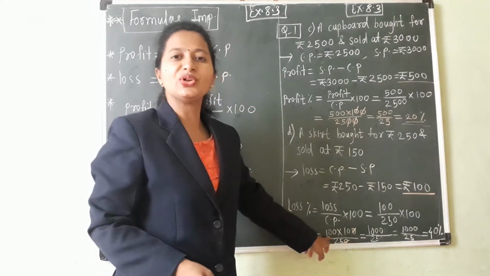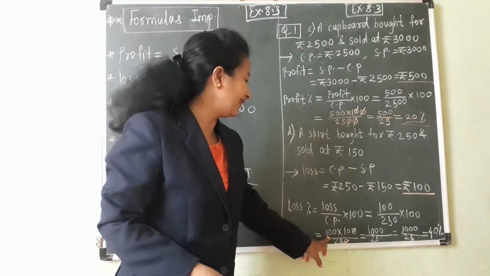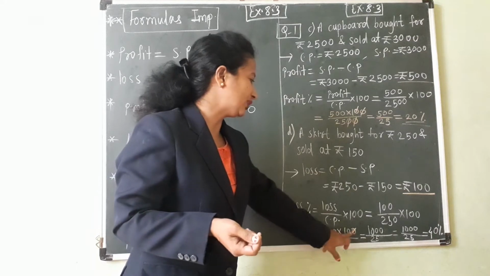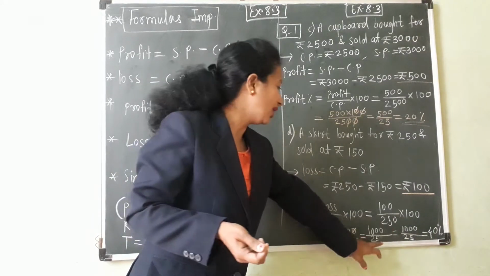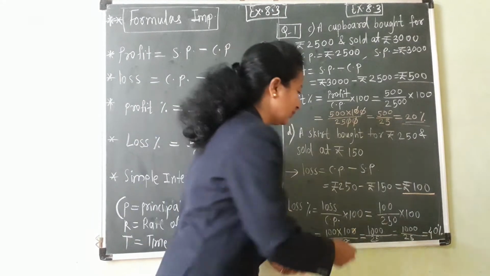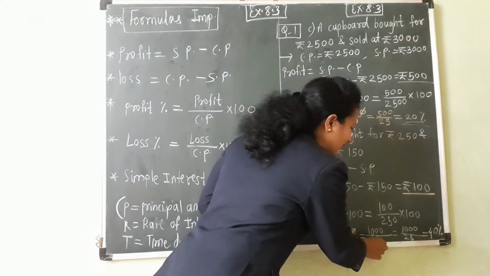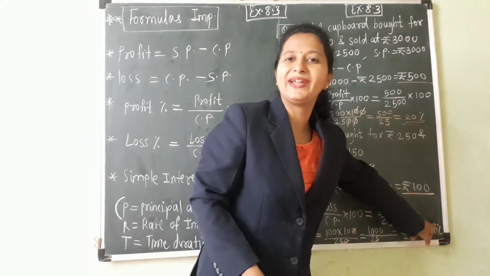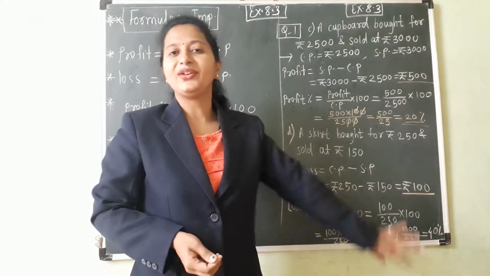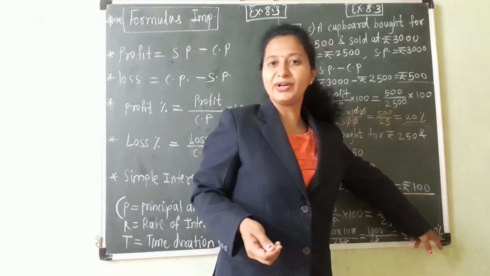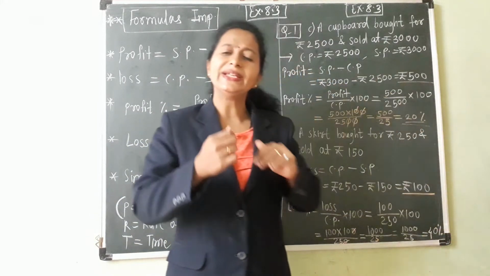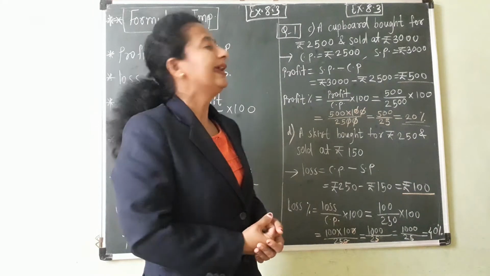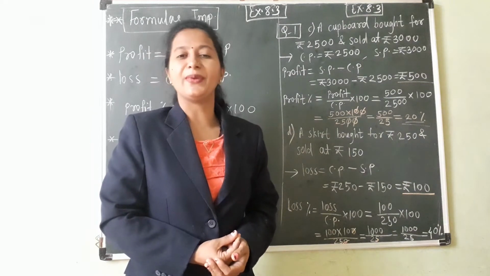So how many zeros will remain in the place of the dividend or numerator? It's 1, 2, 3. So it's 1000 upon 25. When you divide 1000 by 25, you will get the answer as 40. And you have to put the percentage sign here. Understood? In the same way, you have to solve A and B from question number 1.